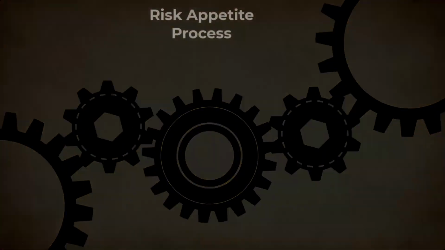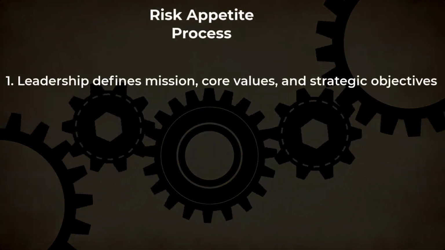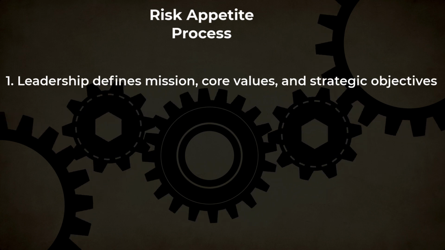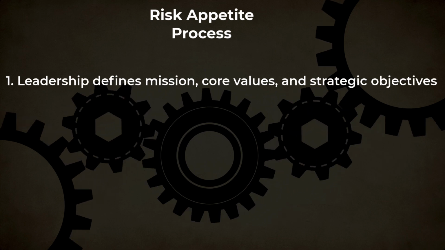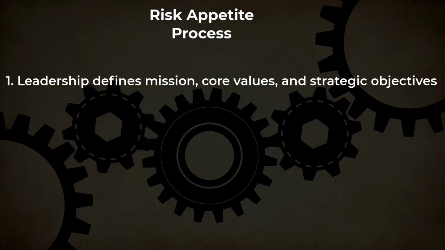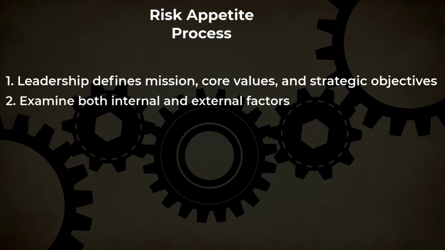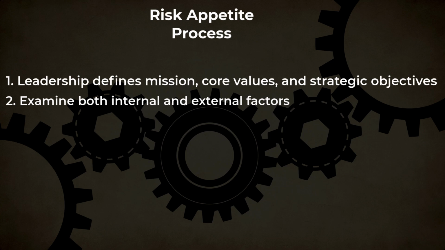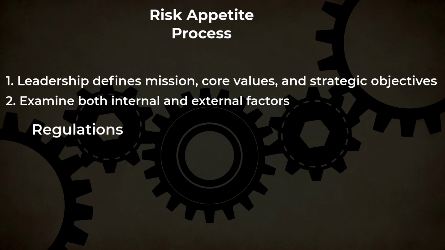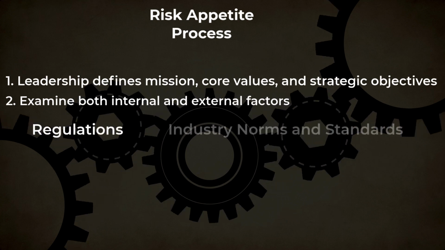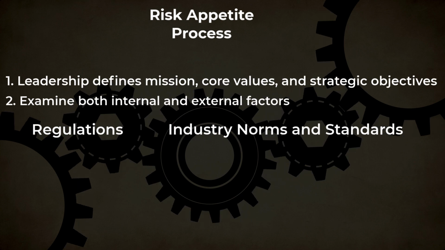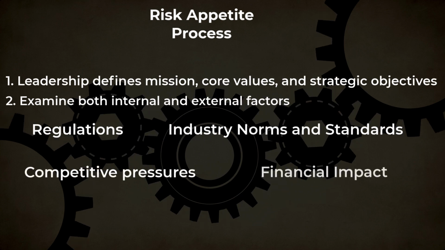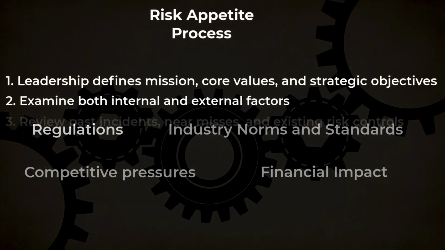This process generally begins with leadership defining the organization's mission, core values, and long-term ambitions, as these factors shape the boundaries of acceptable risk. Decision-makers then examine both internal and external factors that can influence the organization's tolerance for uncertainty, such as regulatory requirements, industry norms or standards, competitive pressures, and the financial impact of potential losses.